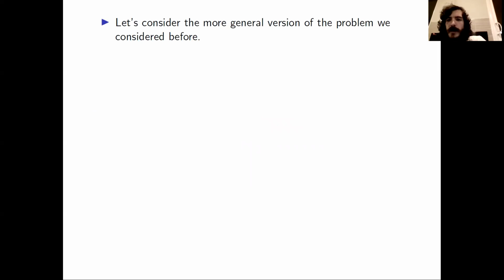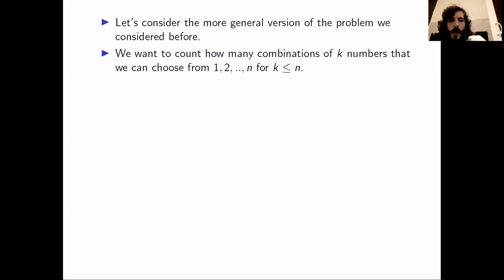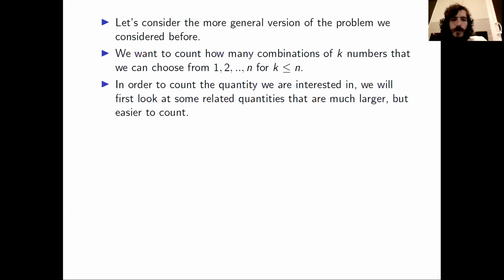So we will look at the more general version of the problem that we considered before. Specifically, we want to count how many combinations of k numbers can we choose from the numbers 1, 2, 3 up to n, assuming that 0 is less than or equal to k, which is less than or equal to n. In order to count this quantity, we'll do something like what we did last time, where we look at a related quantity that's much larger, and then we'll divide it by something to get the quantity that we want.